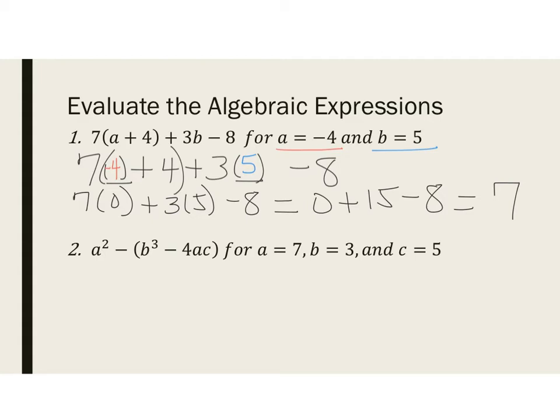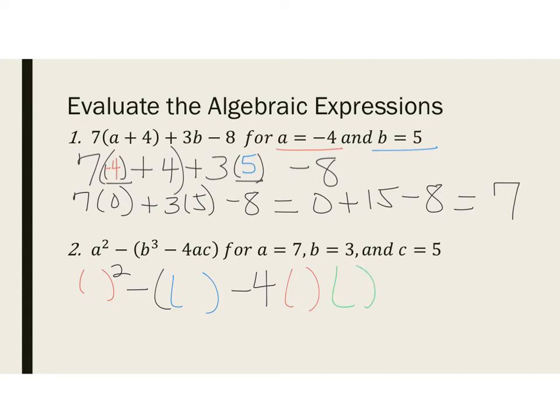Alright, example 2. It is the same thing. We're taking our expression, and everywhere we have an A, we're putting parentheses, and everywhere we have a B, we're putting parentheses. And I'm going to color code these. My A is going to be red, my B is going to be blue, and finally, my C, I'll make it green.